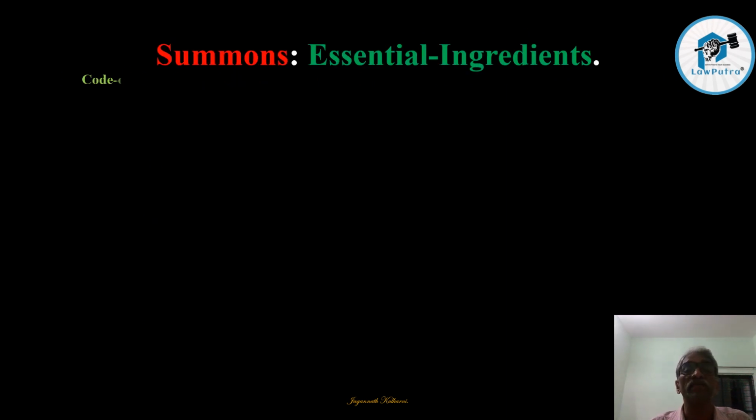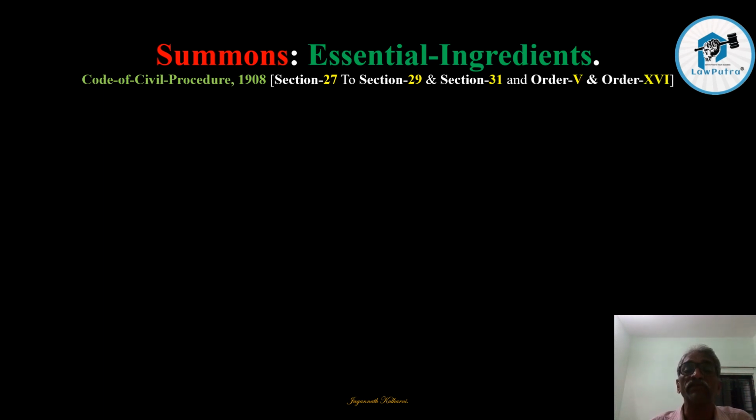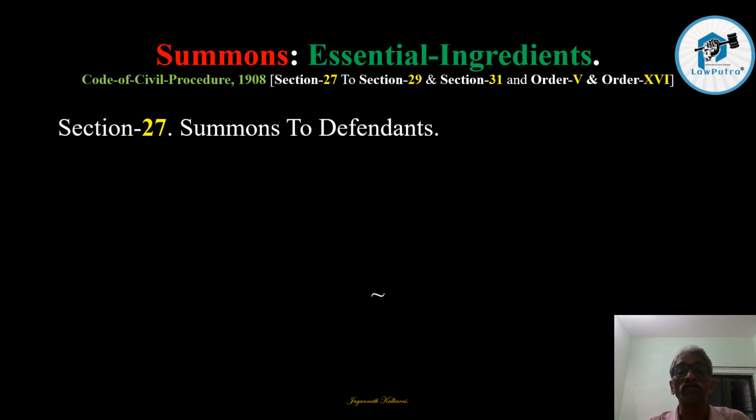Now let us see the civil procedure. What are the provisions available? As we have seen, civil procedure contains sections as well as orders and then rules. Now Section 27 talks about summons to defendants, which is our today's topic of discussion.